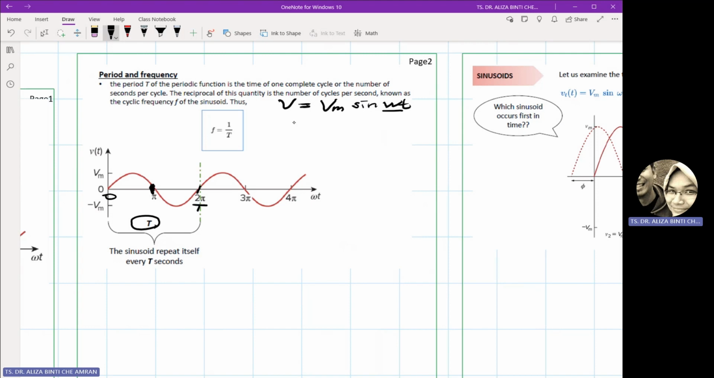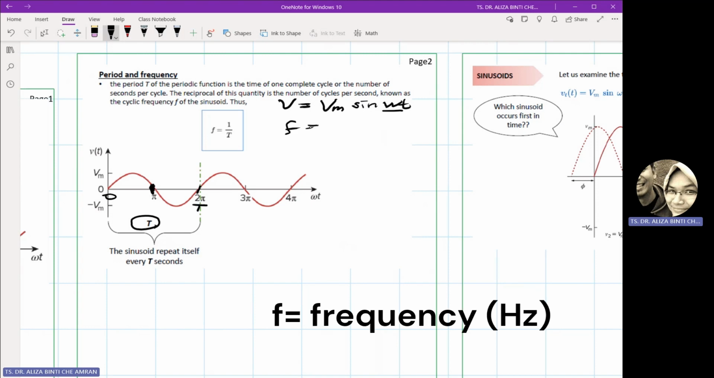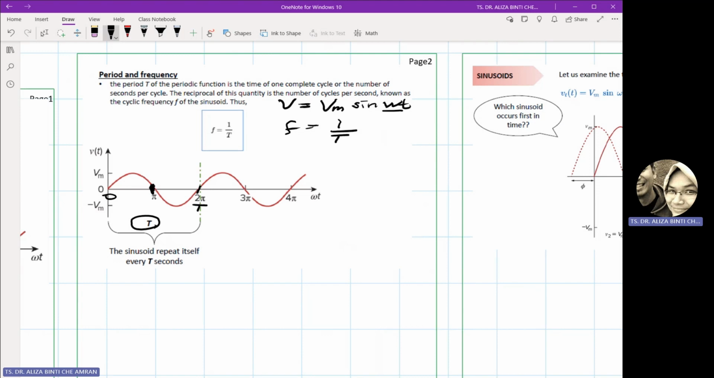To calculate the frequency of the signal, you take the reciprocal of T, 1 over T. And also, omega can be calculated using 2 pi f. So whenever you have omega and want to find f, you can rearrange to find the frequency. For example, in this case, you can find the frequency using this calculation here.